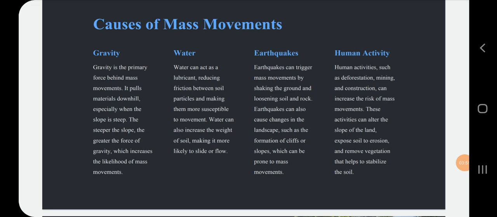Human activity. Human activities such as deforestation, mining, and construction can increase the risk of mass movement. These activities can alter the slope of land, expose soil to erosion, and remove vegetation that helps to stabilize the soil.